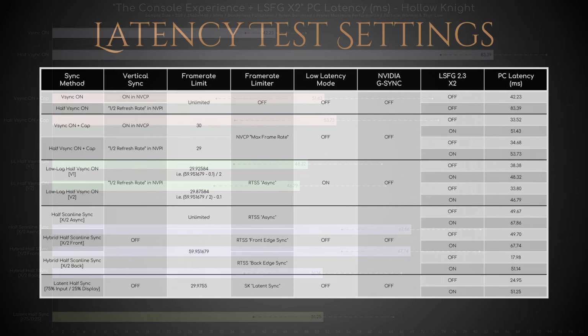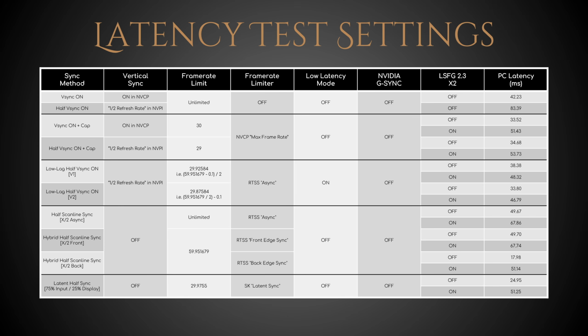Finally, here is a table summarizing the specific combo settings for each and every sync method. Why are there two versions of low lag half Vsync On? Oh, thanks for reminding me.